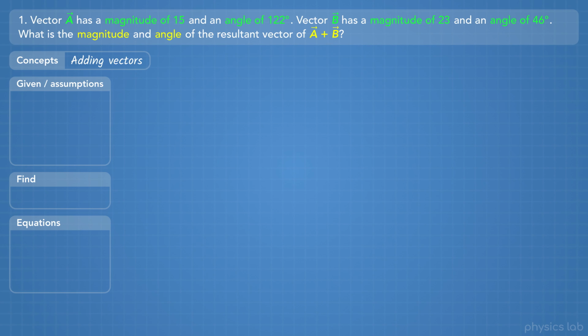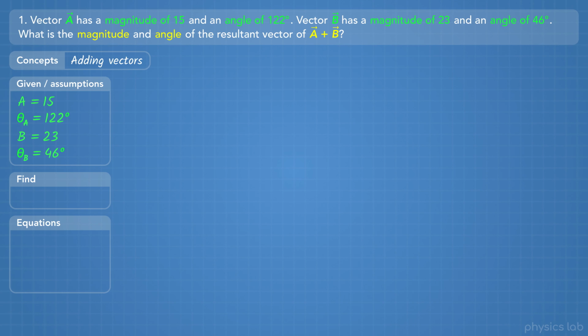We're given two vectors. Vector A has a magnitude of 15, but we're not given any units. It has an angle of 122 degrees. So let's write down A equals 15 and theta A is 122 degrees. Vector B has a magnitude of 23 and an angle of 46 degrees, and we'll write that down.